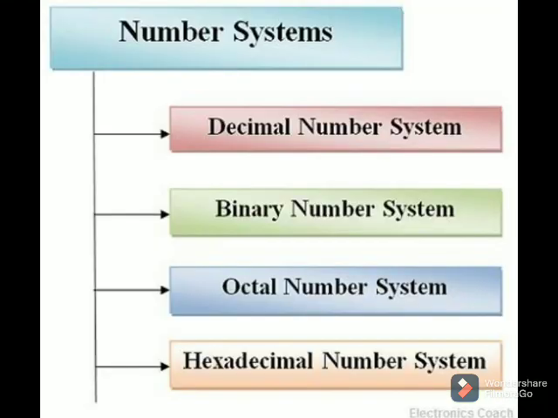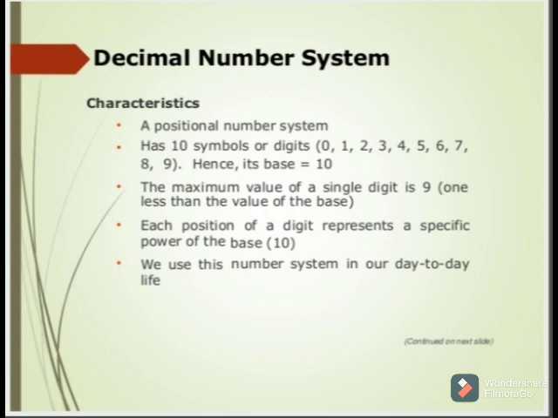So there are four types of number systems which we are going to study in this video. Number one, decimal number system, then binary number system, then octal number system, and hexadecimal number system. Let's understand first decimal number system.